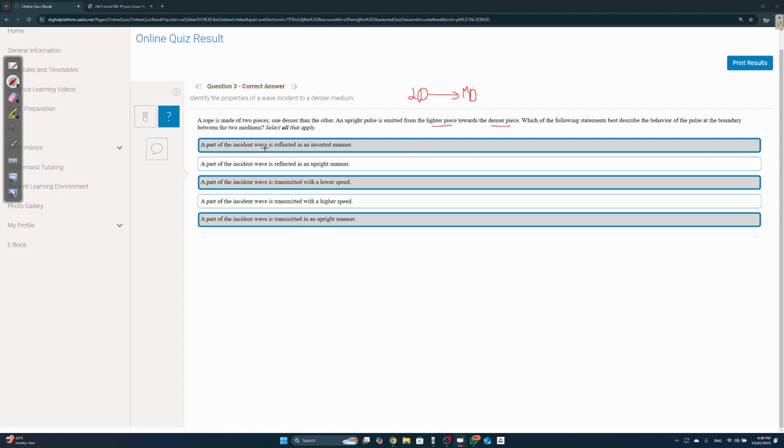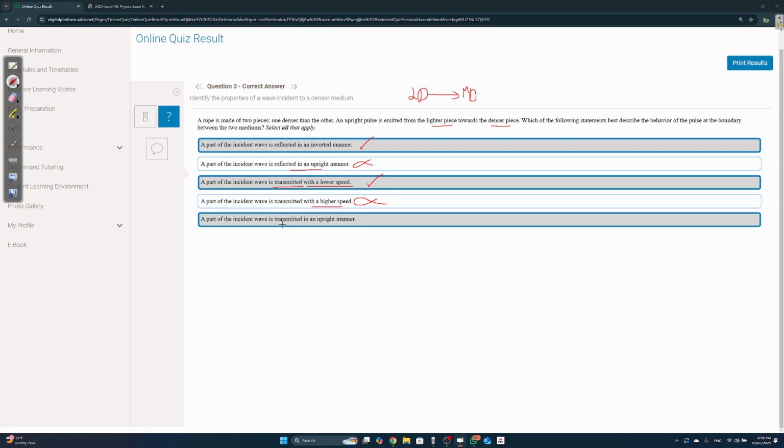Okay, so we know that it's reflected in an inverted manner. We're going from less dense to more dense, it's reflected inverted. Is it reflected upright? No, right? The incident wave is transmitted at a lower speed. Yes, we said yes. The incident is transmitted at higher speed. No, we said no. When you're going from less dense to more dense, you don't have a lot of energy, so it's going to be slower.